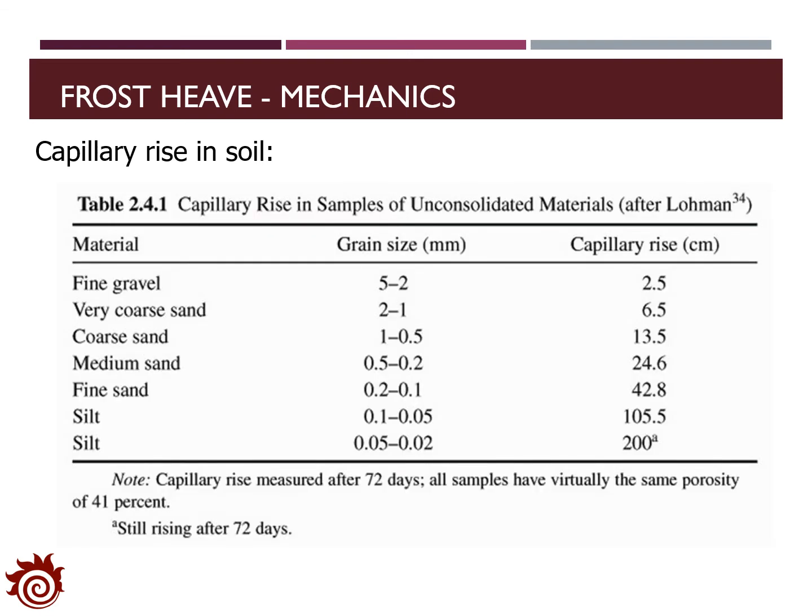The table here shows the typical height of the capillary rise for different types of soils. For fine gravel with a grain size of 5 to 2 millimeters, the height is 2.5 centimeters. For very coarse sand, with a grain size of 2 to 1 millimeter, the height is 6.5 centimeters. In general, with finer materials, the height of the capillary rise will be larger.